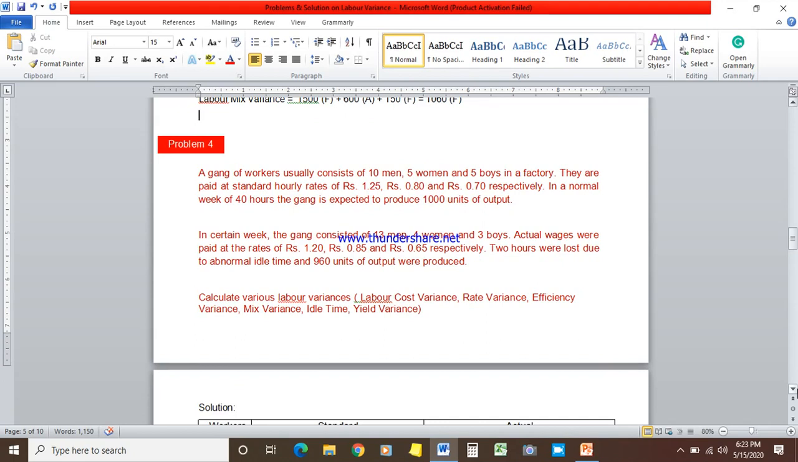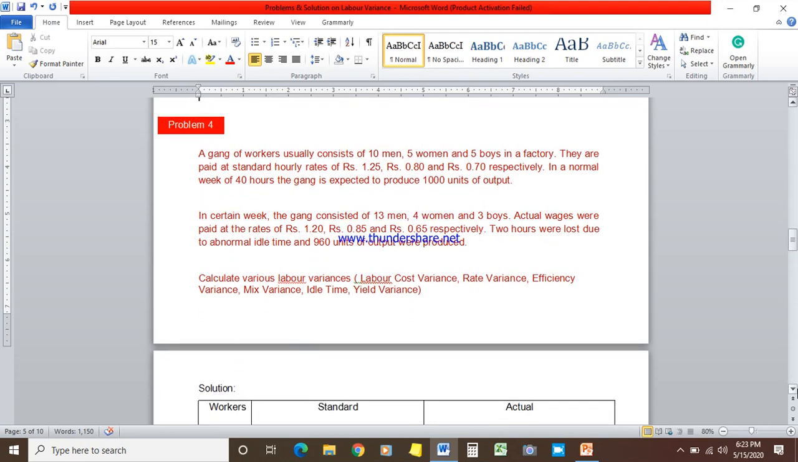So this fourth problem is again a bit complex compared to the previous three problems. Here also it is a group of workers, a different set of workers, working in a factory. A gang of workers usually consists of 10 men, 5 women and 5 boys in a factory. They are paid standard hourly rates of 1 rupee 25 paisa, 80 paisa and 70 paisa.